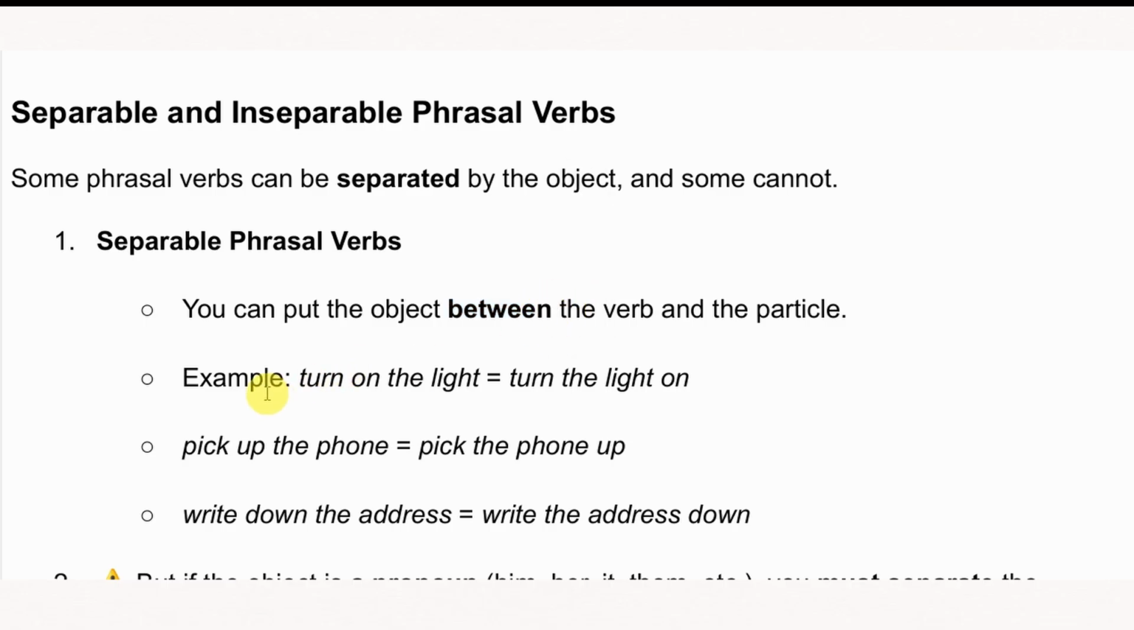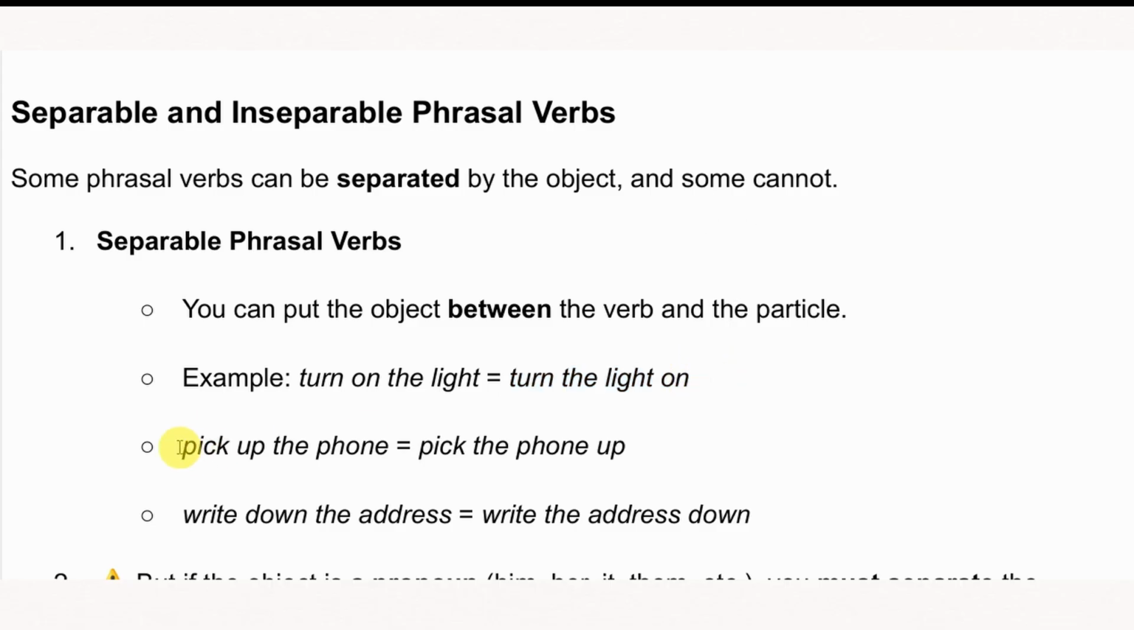Example, turn on the light. You see, the object comes at the end of the sentence. But also you can put the object in the middle and you say, turn the light on. So you see how this is separable. Turn the light on, it is correct. Or turn on the light.